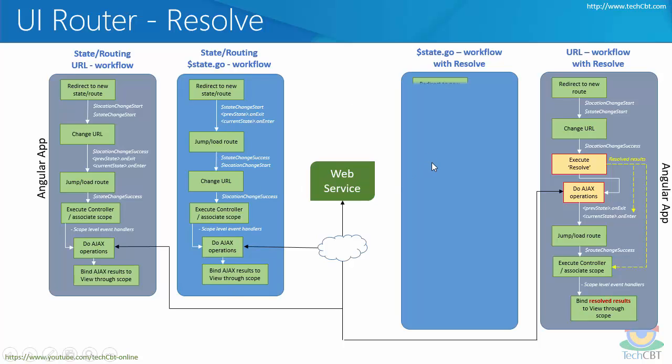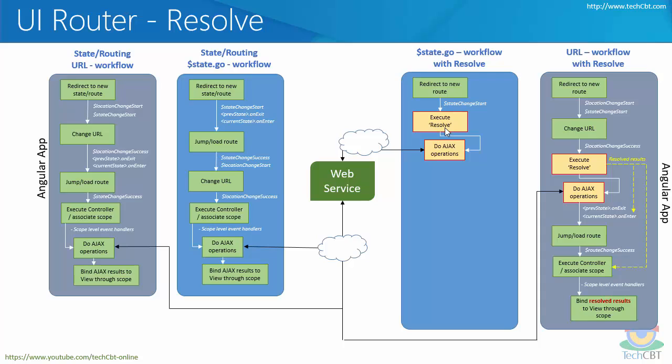So let us see. We are trying to redirect to the new route, and as mentioned, you can see it is going to start the change, that is state change start, no location because we are not switching the URL yet, and at this point it will just be waiting, which means it will be trying to execute the resolve option if it is available. If the resolve option is available, then it goes through the AJAX operations, gets in touch with our web service, waits there till it completes fetching data from the web service.